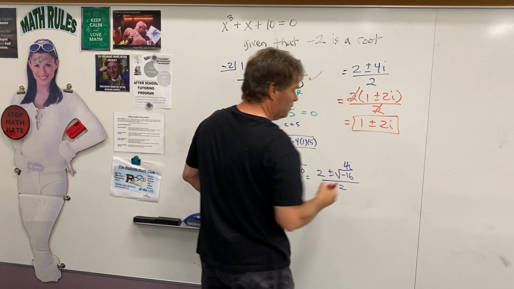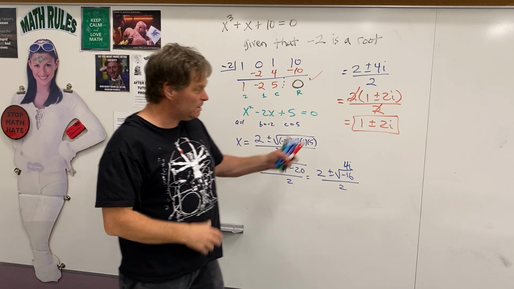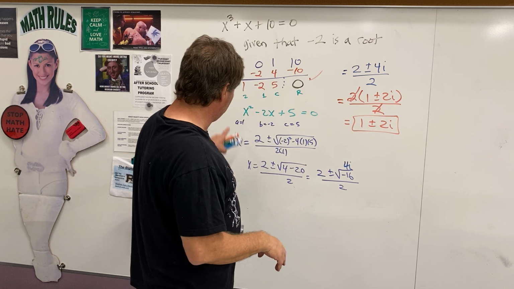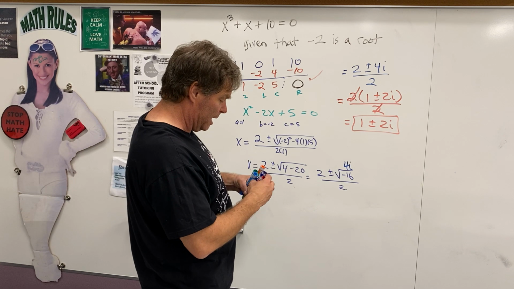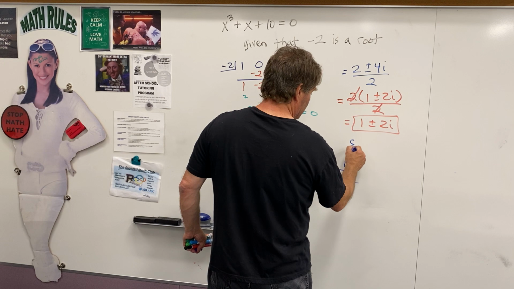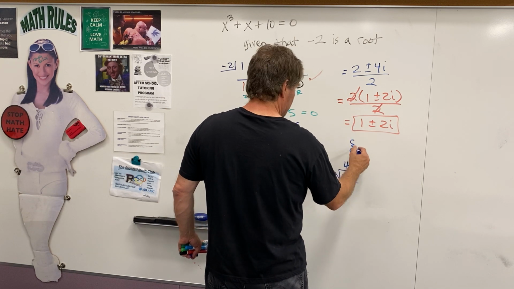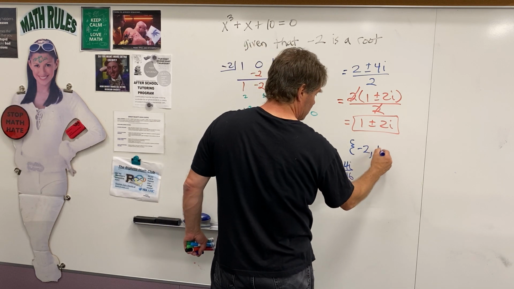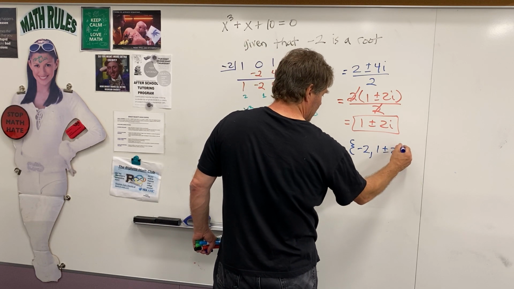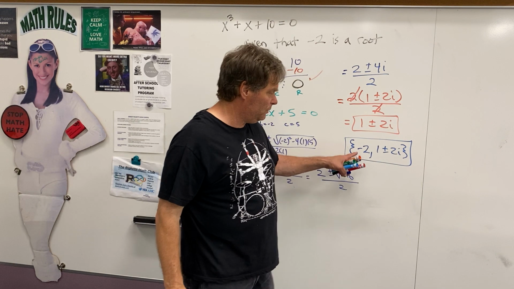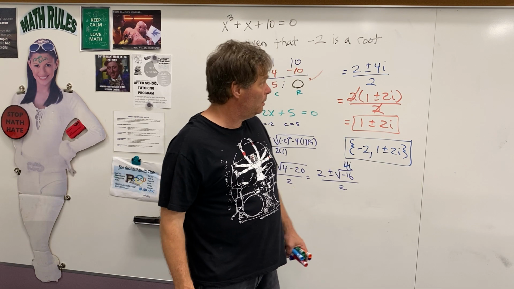There are my other 2 roots. 1 plus 2i is a root, and 1 minus 2i. That's 2 roots. And then, of course, the -2 we originally had. So here is how the book would put the answer. They put the brackets, and then they list the 1 root you already know, -2, and then these, 1 plus or minus 2i. There is the solution set for that equation: -2 and 1 plus or minus 2i.